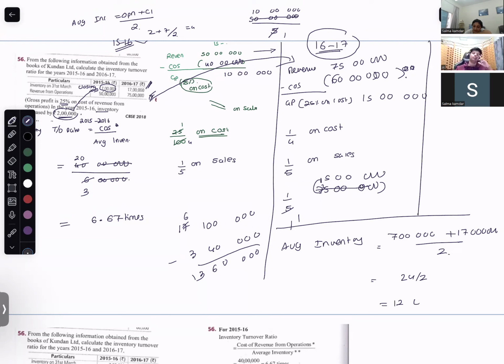So your inventory turnover ratio for 2016-17 would be cost of sales over average inventory. 12 ones are 12, 12 fives are 60. So you get 5 times. Inventory turnover ratio is always in times.